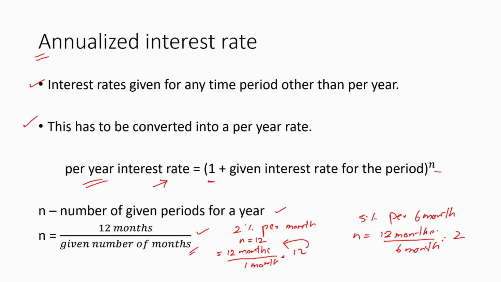If they are given an interest rate per 3 months, what will be the simple n? n will be 4 because there are four 3-month periods in a year. 3 multiplied by 4 is 12.